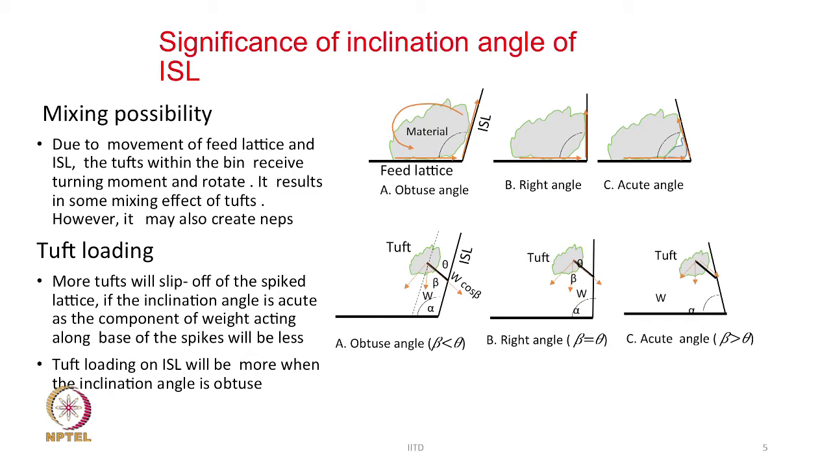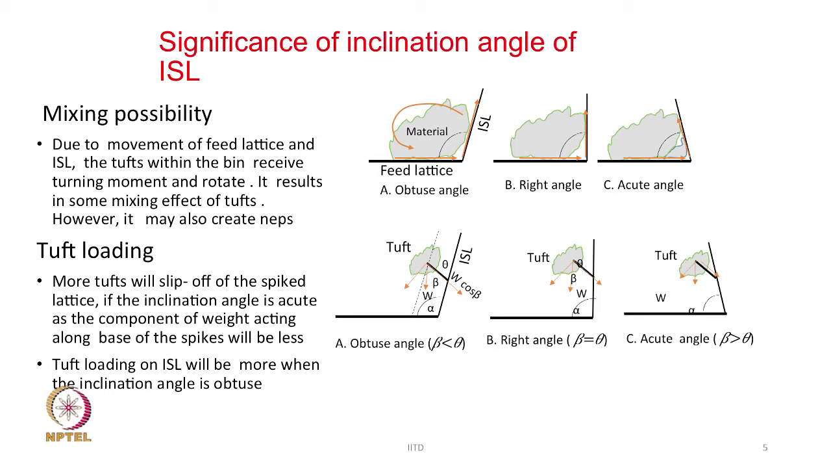So, that possibility is there always, that within the machine the tufts have an opportunity to be continuously mixing with each other. But this rolling action can also lead to NEPS generation. So, too much rolling is not good; we also have to remember that it can lead to formation of NEPS.